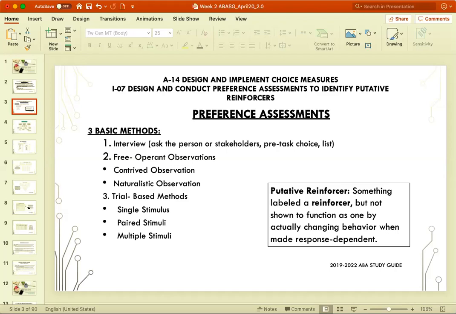I have one that comes to mind, but I want to hear, can you guys think of a putative reinforcer? Something that people often attribute to having reinforcing qualities, but that are not or may not be for all.